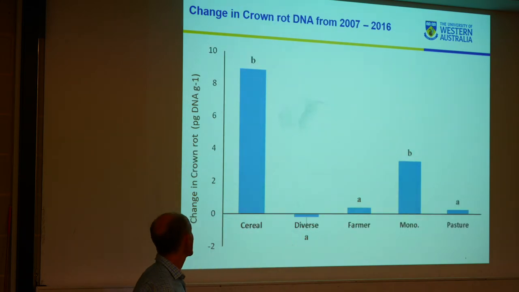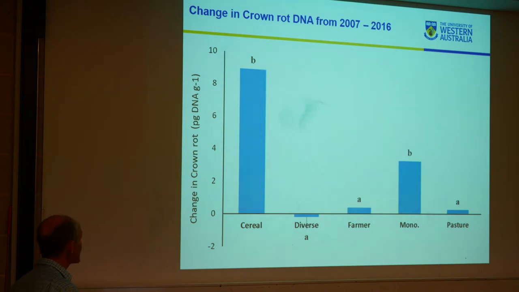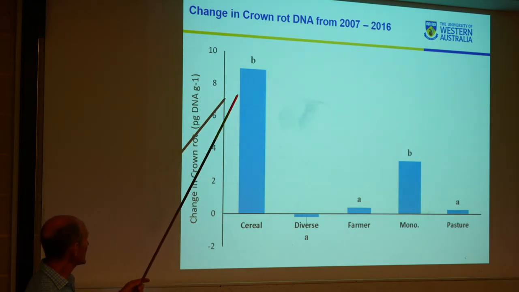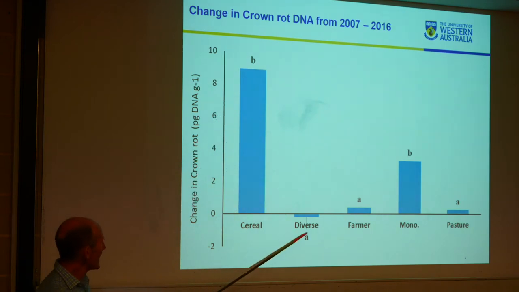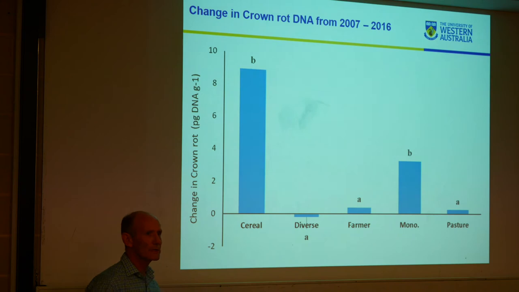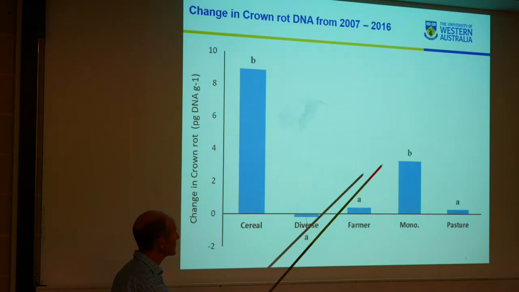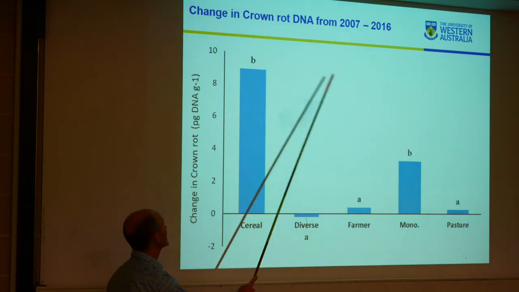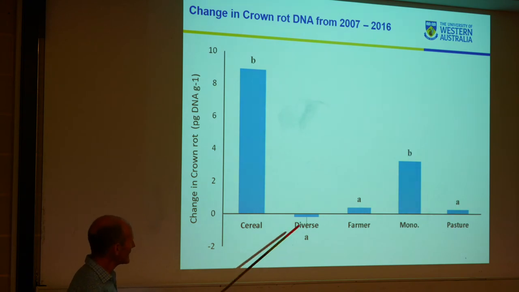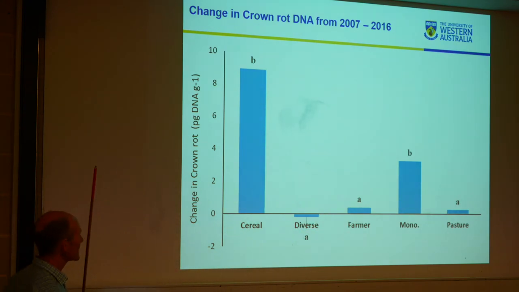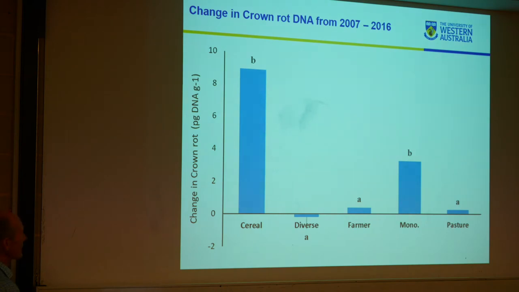In terms of crown rot, I should say if there are letters above it, it's showing significance at 0.05. In terms of crown rot, increase where the cereals are, and also in the monoculture wheat, for some reason we're tending to get more disease where we've got continuous cereals, so we've had quite a bit of barley in there as well as the wheat, whereas this is monoculture wheat. But still, looking at the variability, no significant difference there. And clearly the diverse rotation, much less in there. So that's what we would expect in terms of crown rot.